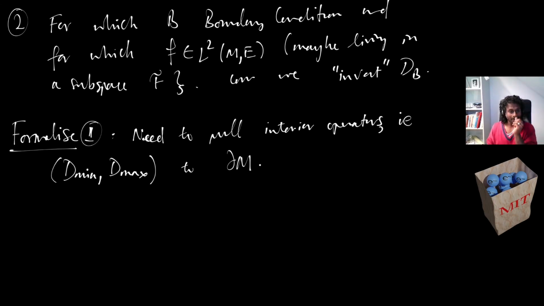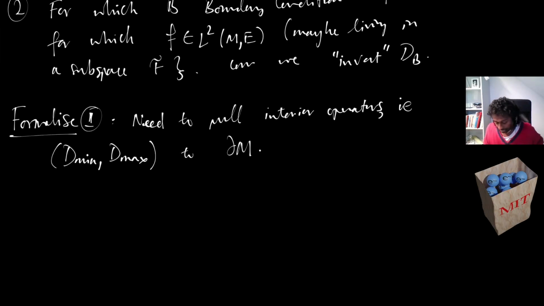We need to somehow have a way of pulling this entire problem. Everything we want to know about the domains of Dmin and Dmax, we want to pull to the boundary. That's the first thing we need to do. It's like if you want to fix something, you might have to dismantle it first, put it on a table and pull it apart. We have these operators that we want to understand on the interior, but we want all that information to be pulled to the boundary.